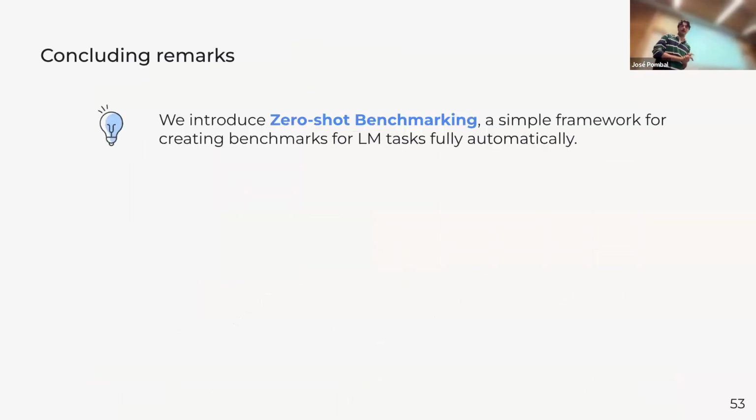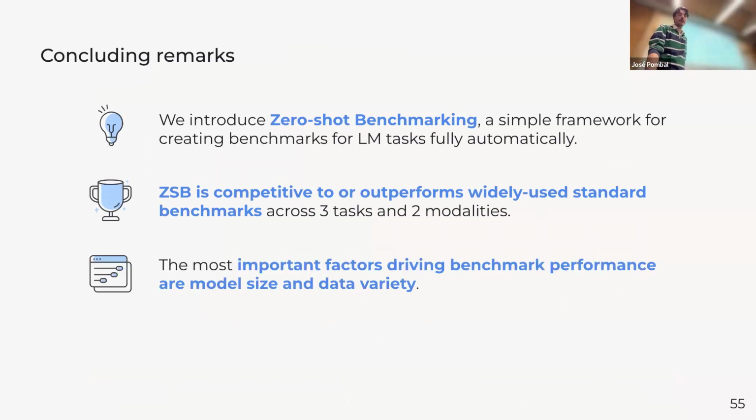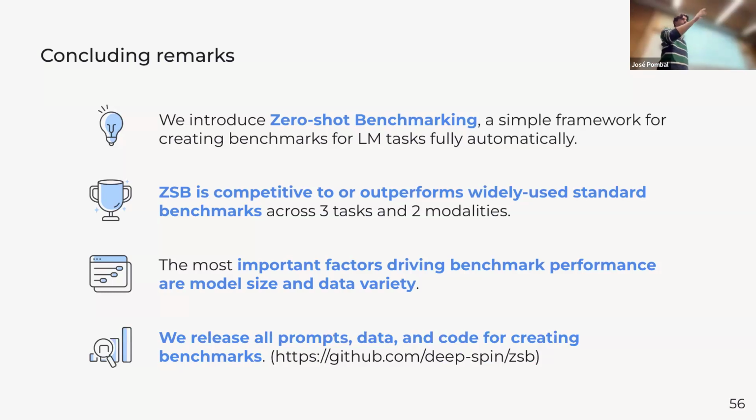So to conclude, on ZSV, we introduced this framework to create benchmarks for LM tasks fully automatically. We show that zero-shot benchmarks can be competitive to or outperform widely used standard benchmarks across 3 tasks and 2 modalities. And we show that the most important factors driving benchmark performance are dataset variety and model size. And we release all prompts and code for creating benchmarks. It's all on our GitHub.